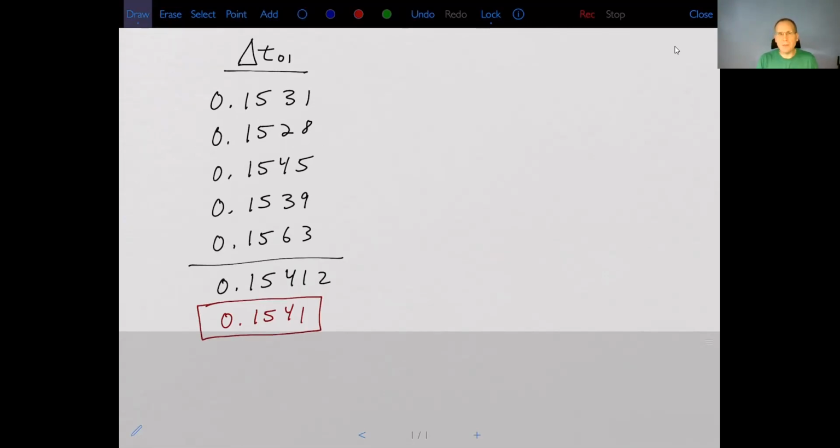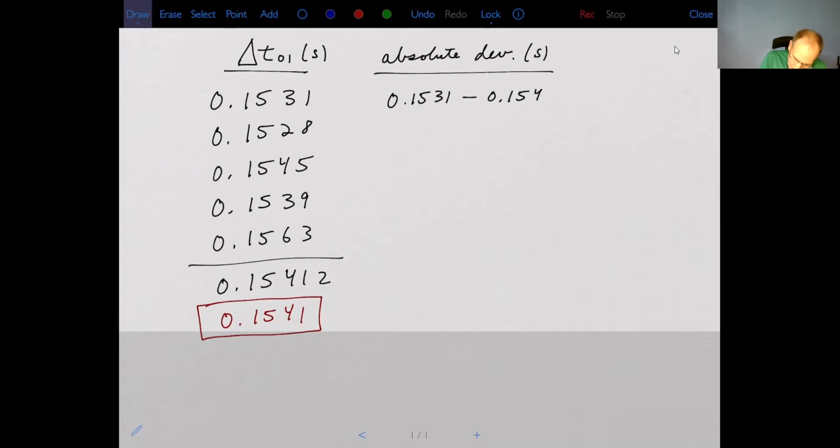The second step to computing percent experimental accuracy is to find all the absolute deviations. So I have the second column. These, by the way, are in seconds. So remember how to do that: it's how far each data value is away from the mean. You subtract the mean, but you make it always positive, so you take the absolute value. In this case, the first one would be 0.0010. That would be the first absolute deviation.